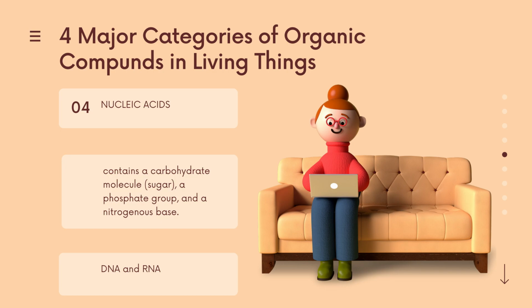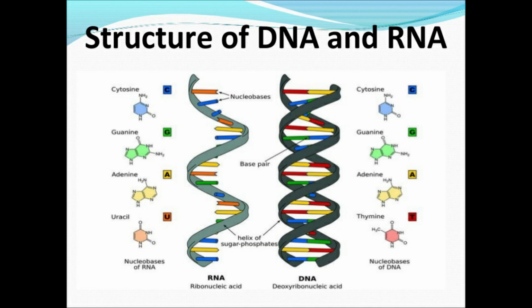The DNA is found primarily in the nucleus of the cell, while RNA is found in both the nucleus and the cytoplasm of the cell. In terms of composition or components, DNA and RNA differ. In what way? Number one, DNA contains the carbohydrate deoxyribose, while RNA contains the carbohydrate ribose. And as far as the nitrogen base is concerned, the DNA contains thymine, while RNA contains uracil.